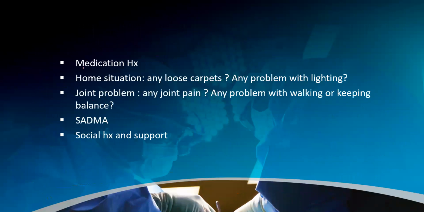Okay, so that's the diabetic question. You also ask about their medication history because polypharmacy is one of the important causes of recurrent fall. Recurrent fall cases also come with postural hypotension due to polypharmacy. So do not forget this.